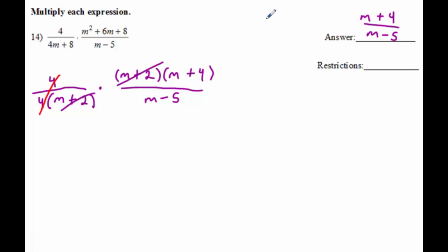I don't somehow get negative 4/5. The m's don't go away. That's not how math works. What's our restrictions, guys? 0. Not 0. 5 and negative 2. After you factor, look at your denominators. 5 and negative 2 are our problems.